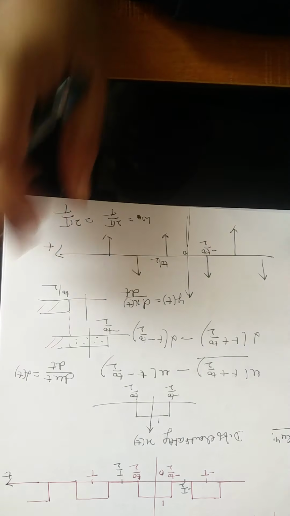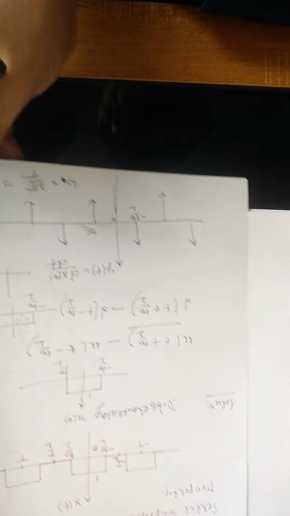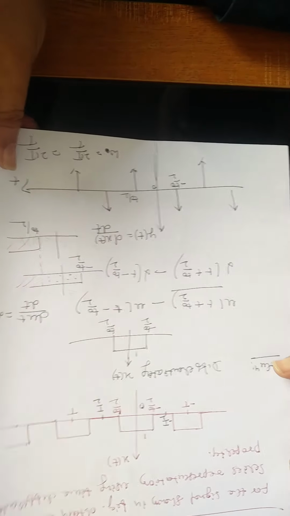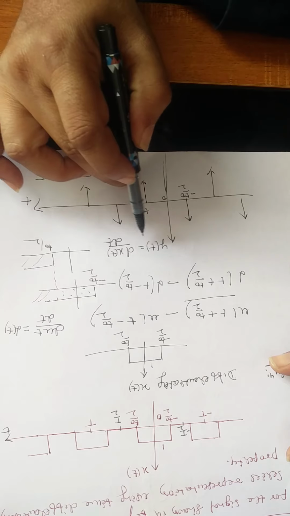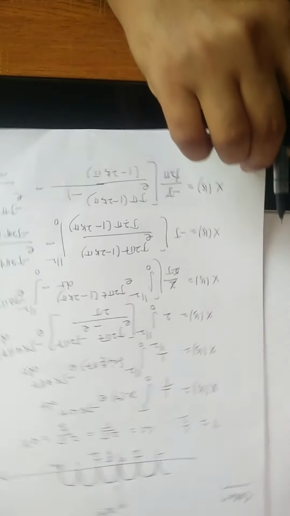Now, let us find its y of k, because I have taken the differentiation of x of t as y of t. What is y of t? y of t is drawn here.